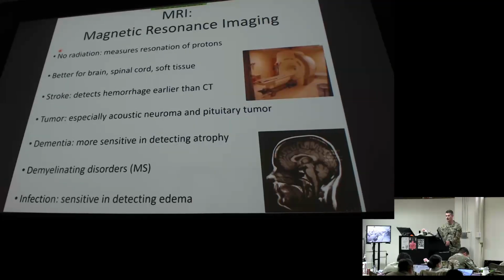All right, MRI, the non-radiation version of it. It gives us a lot better picture, especially of soft tissue structures within the brain.